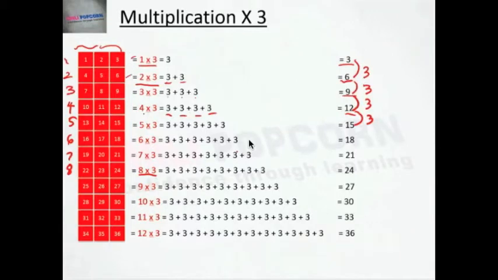That's 3 plus 3 plus 3 plus 3 plus 3, and so on. So 1, 2, 3, 4, 5, 6, 7, 8. So 3 plus 3, 8 times, and that gives us 24. We can simply count these boxes and know that that's 24. And then 9 times 3 is 27, 10 times 3 is 30, 11 times 3 is 33, and 12 times 3 is 36. That's the way we do the 3 times table.